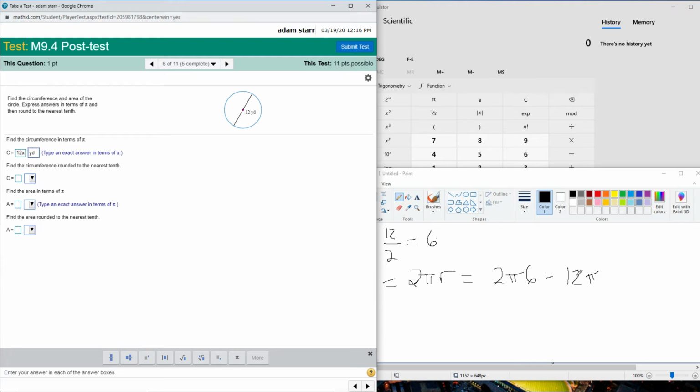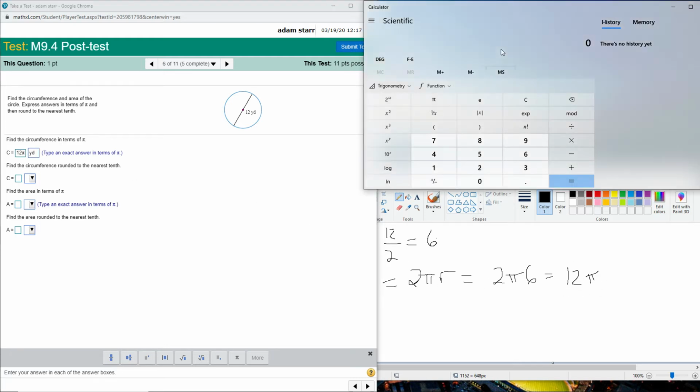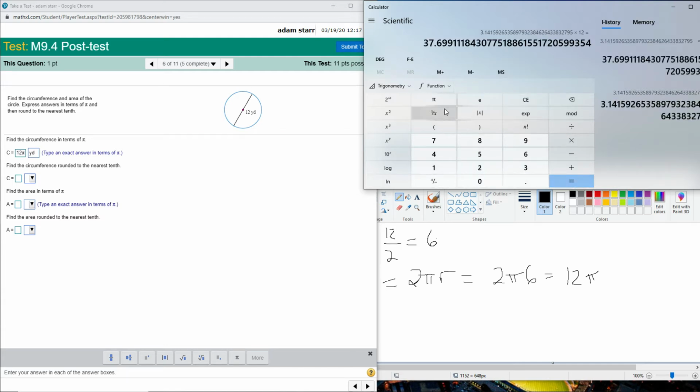So now I need to find exactly what this is. So in my calculator, I'm typing in 12 and then the pi button. Okay, that just showed me what pi is. Let's see if I hit equals. Okay, that didn't do it. Let me try this again. Clear. I'm going to hit the pi first and then multiply it by 12. And that did it. Okay, so I had to hit the pi symbol first and then multiply by 12.